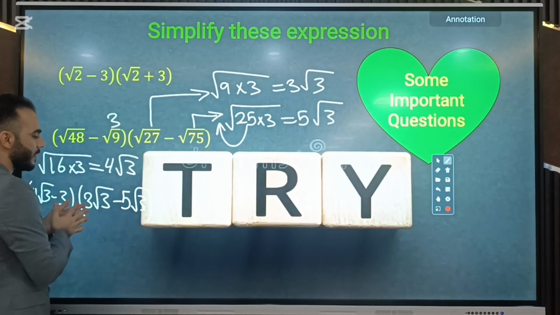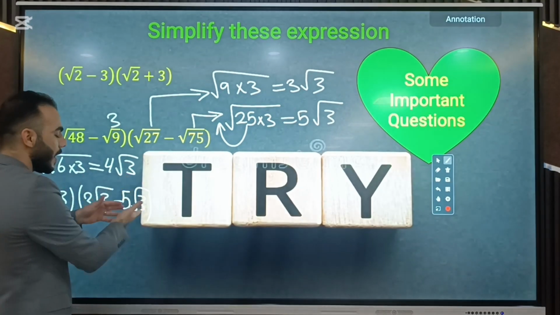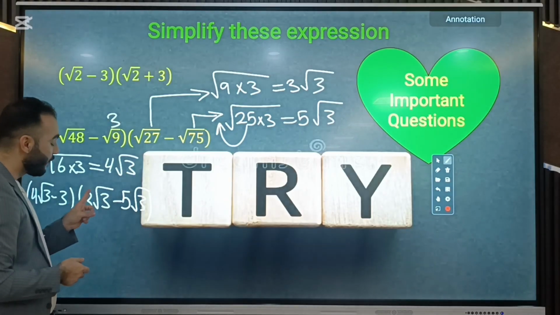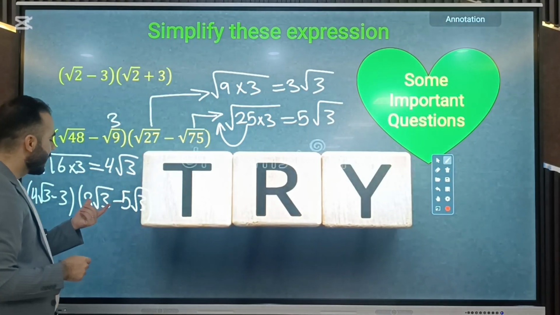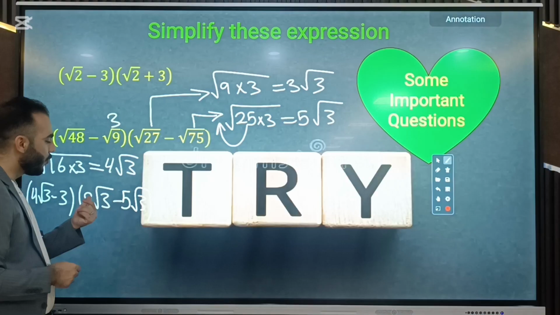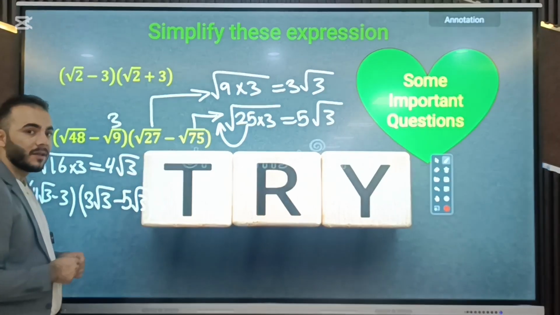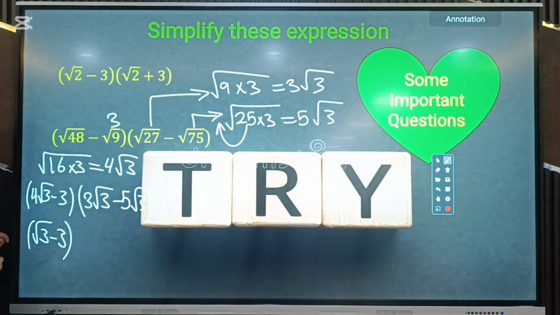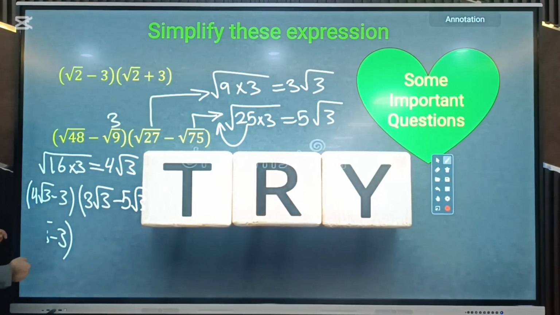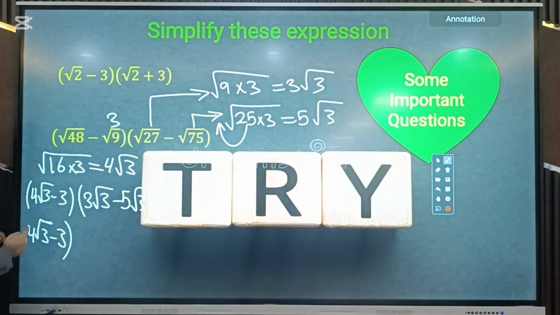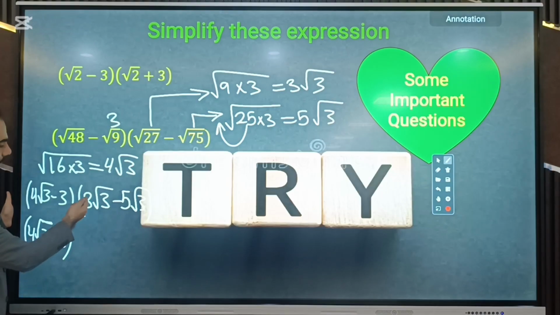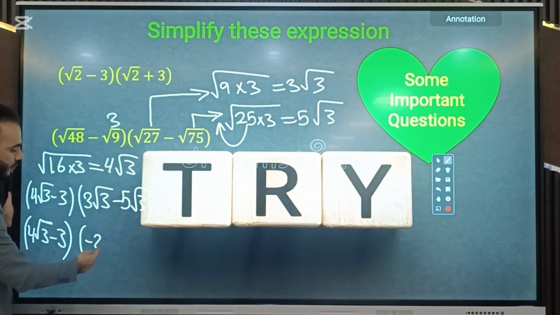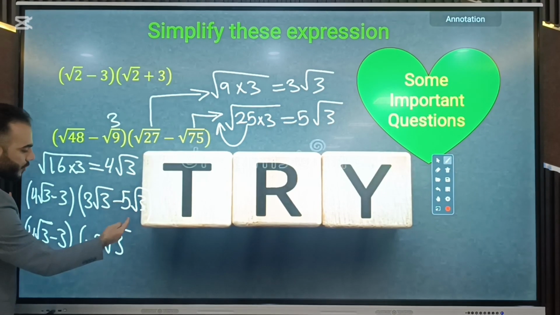We can subtract these two because we have got like square roots. For such cases, remember we said that we will subtract the coefficients and keep the like square root. So let's just rearrange it again. 4 square root of 3 minus 3. We cannot subtract these two. Sorry, it should be 4 square root of 3 because they are not like terms. And this one here, 3 minus 5, is equal to negative 2. Keep the square root, which is square root of 3.